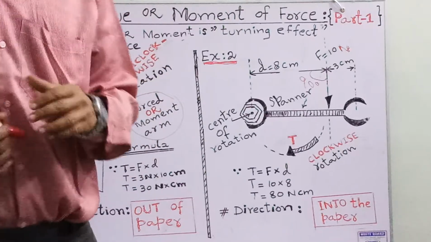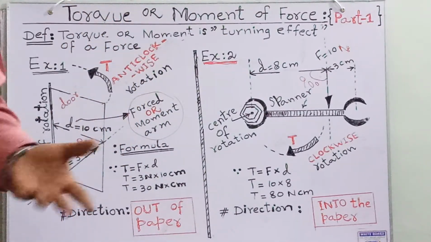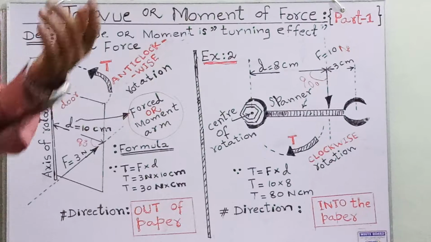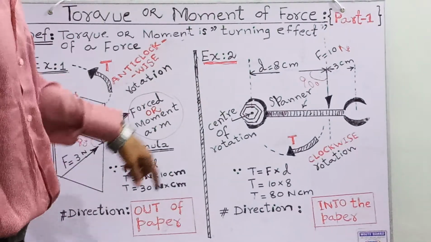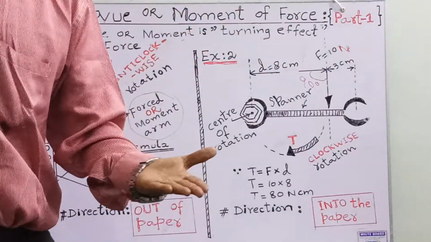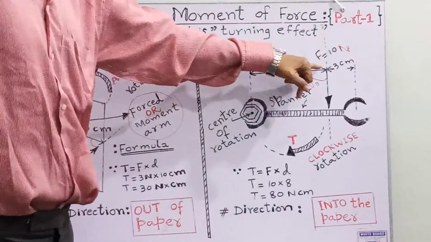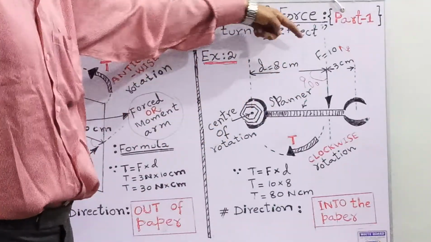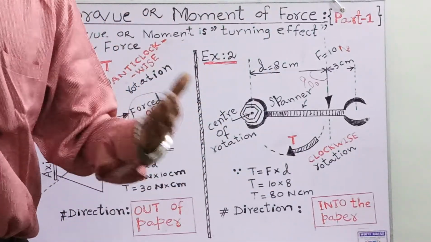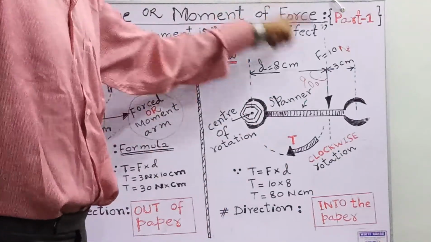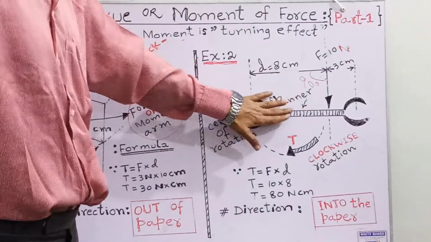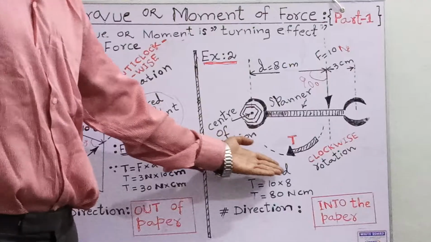And how do we calculate the magnitude of torque, the quantity of torque? We apply the same definition, and that is the product of force and the force arm. Product means multiply. When the force applied and the force arm are multiplied, the answer comes out to be the value of torque or the moment of force. In this case, there is a clockwise rotation, and this is the torque produced in this spinner. So we apply the same formula over here.